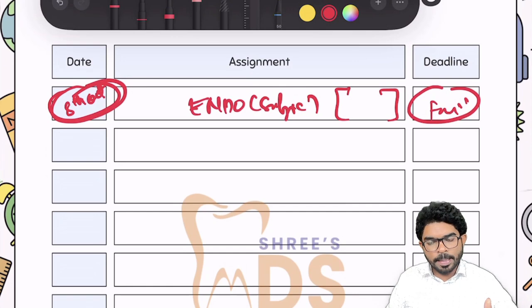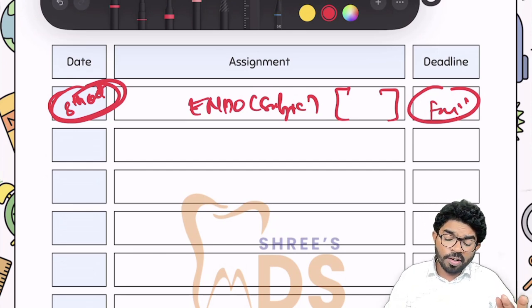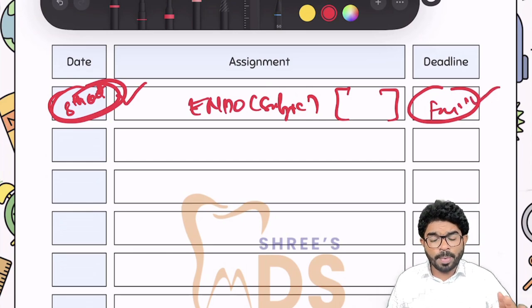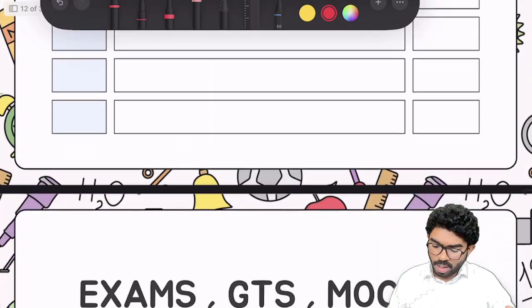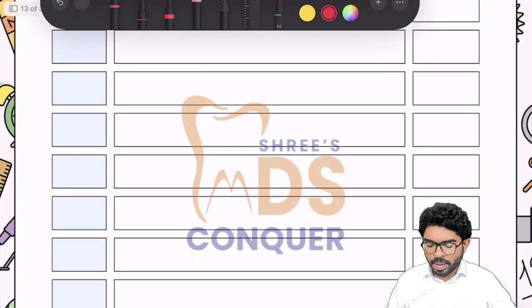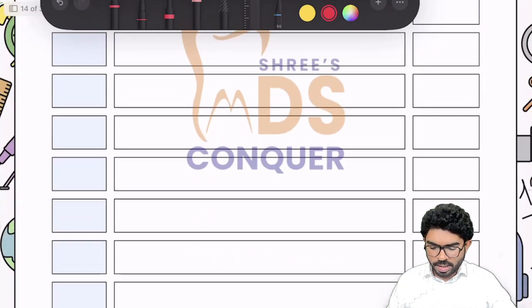Similarly, prepare the checklist for when you are going to give the exam. It's not about when you are going to finish reading. It's about when you are going to give the exam and when you are going to finish the syllabus of that particular subject. This is how your GTs, mocks and everything, whose dates are announced on the group, have to be marked, and by which your plan has to be executed.